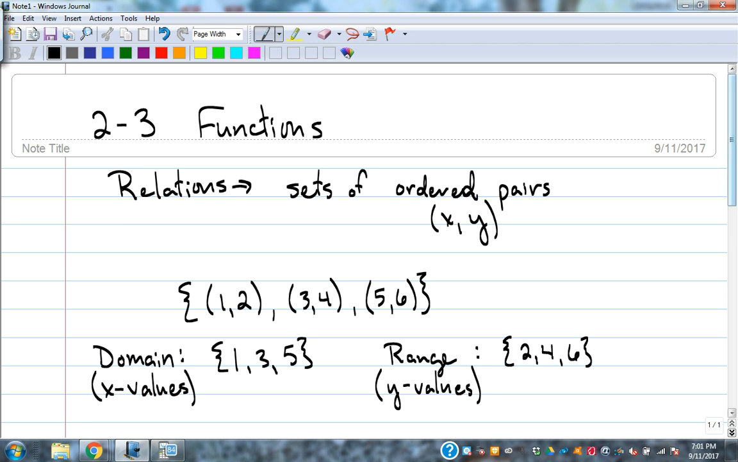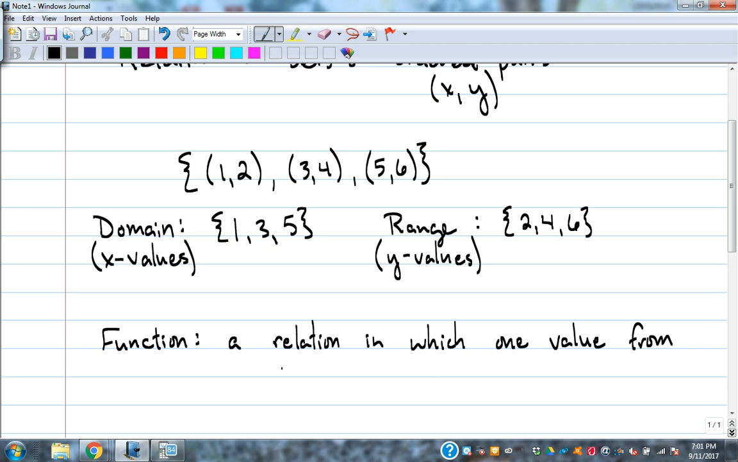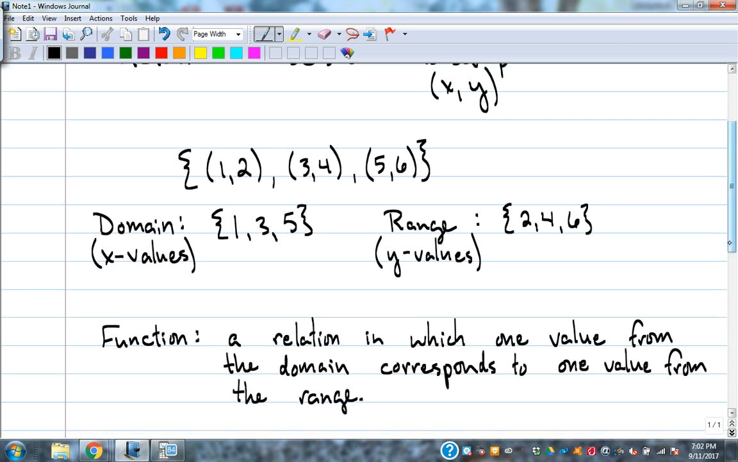Now, the title of the section is functions. So a function, by definition, is a relation in which one value from the domain corresponds to one value from the range. Okay?